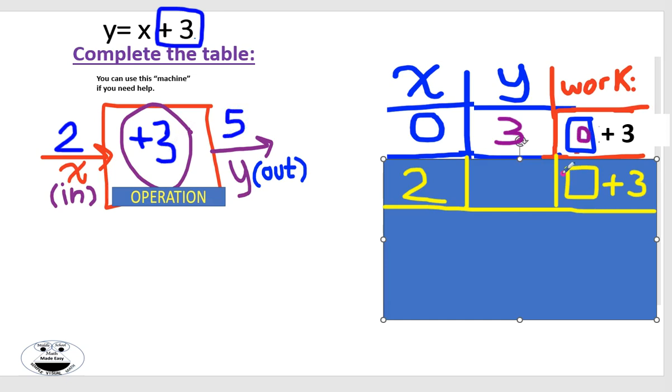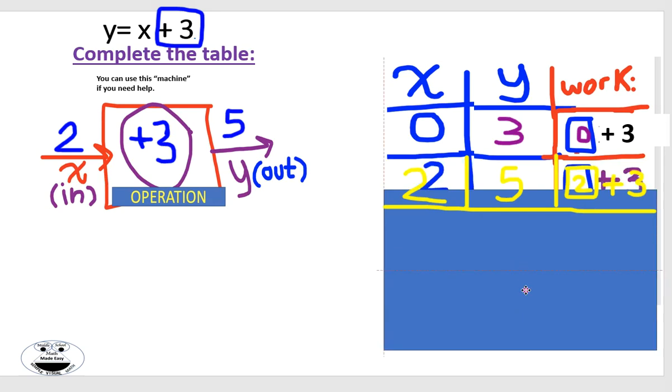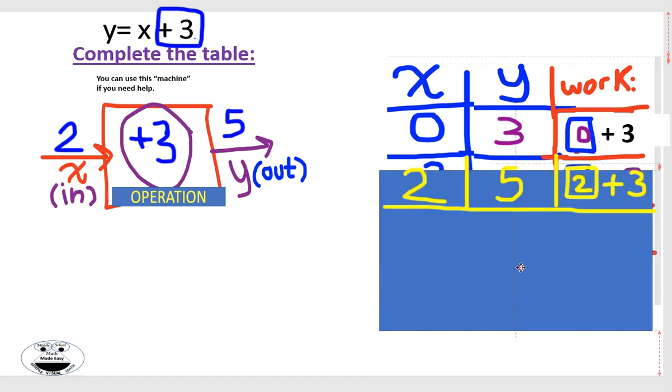If the machine is too much for you and you don't need the machine, then you can say, okay, I put some number x. What's x? X is 2. Put it in the box. And 2 plus 3 is 5. So you have 2 ways to write a visual for yourself. Okay, so now we're going to go to the next row.